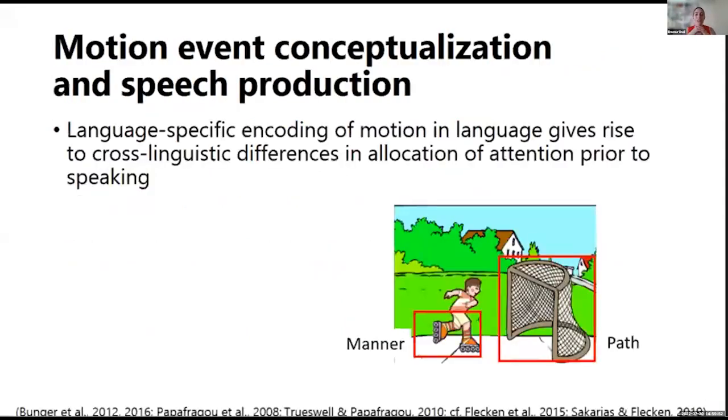Now, there's a lot of work that has also shown that these linguistic patterns also map quite tightly onto visual attention patterns. So for instance, speakers of Greek, a verb frame language, tend to allocate relatively more attention to path over manner of motion. And then this kind of difference between path and manner is much less in speakers of English that tend to encode manner in the main verb of the event.